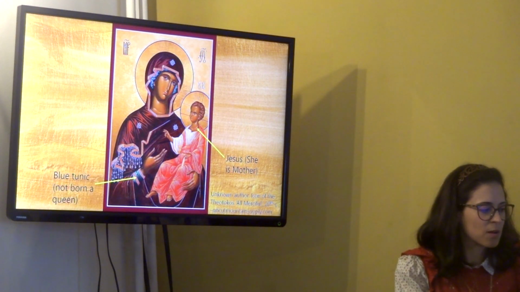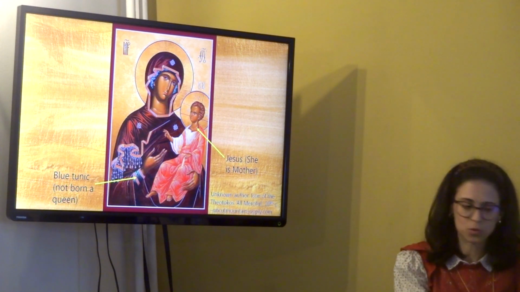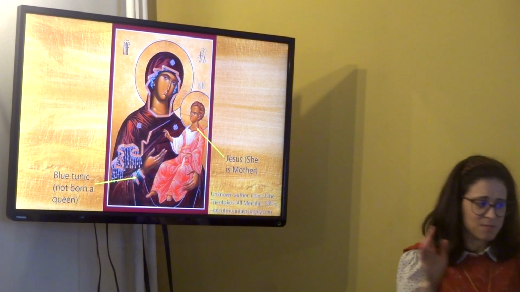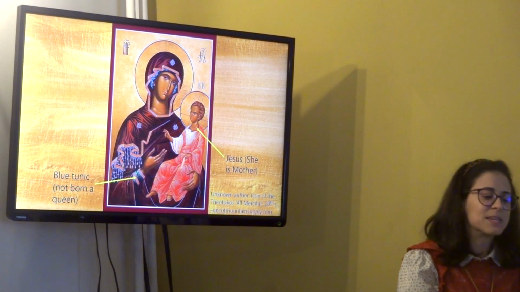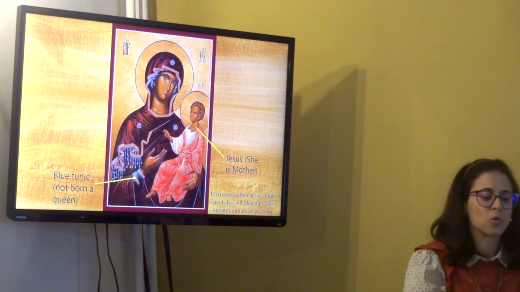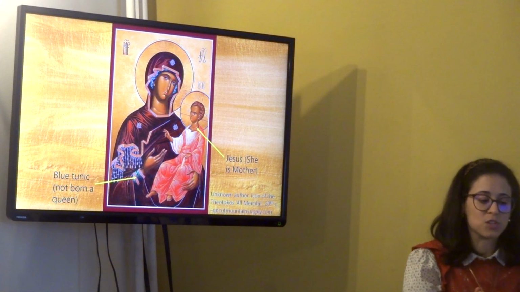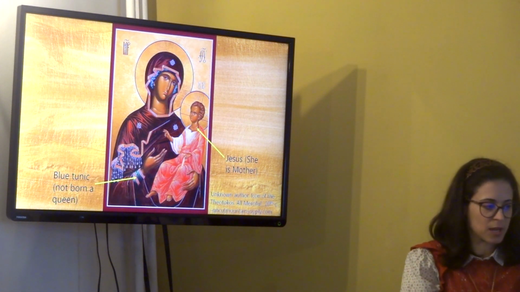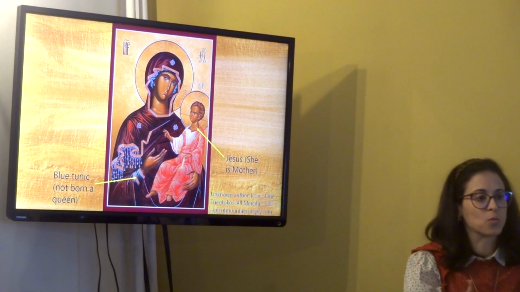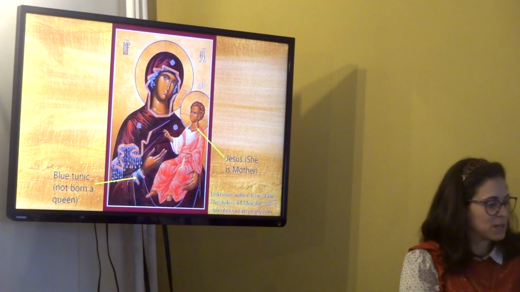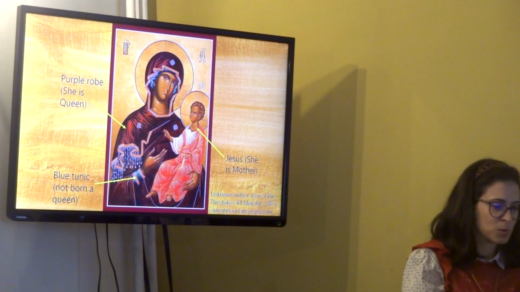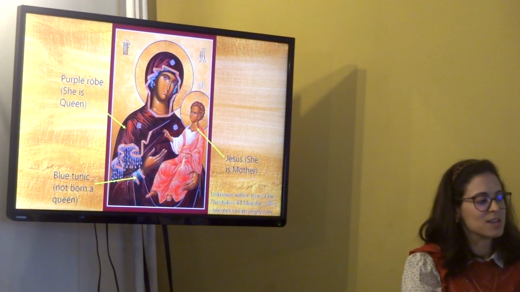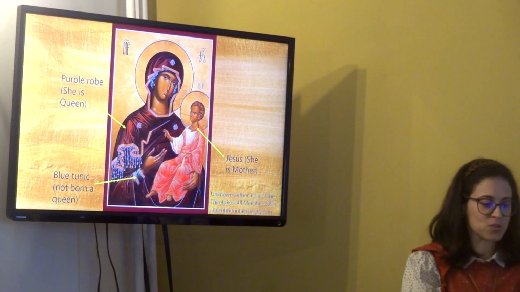You have a blue tunic. So she's wearing a blue tunic that you can just about see underneath her robe. And that means that she wasn't born a queen, because if she had, she would wear a purple tunic. So that means that she was born a normal woman, let's say. But she is wearing a purple robe on top of her blue tunic, because she is queen. She has been crowned queen by the Trinity.